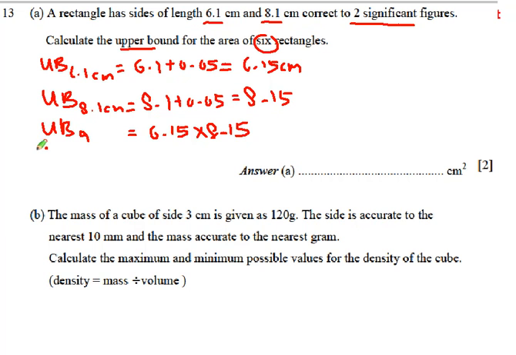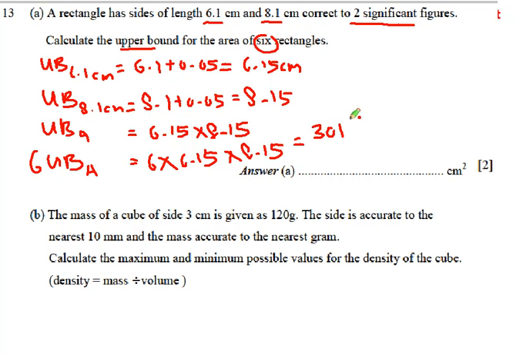If you want to find the upper bound of the area of the rectangle, we multiply 6.15 and multiply 8.15, which is equal to 301 when this is correct to the nearest 3 significant figures.